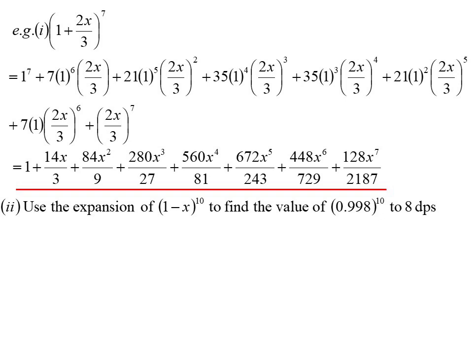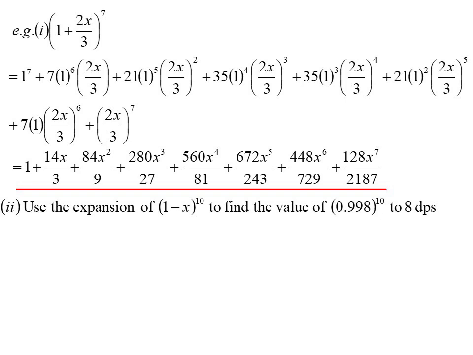Now where's it really useful? It's really useful for something like this, because just imagine for a second that you're out shopping, you're in the shopping centre, and someone comes up to you, as they do, and says, oh, excuse me, you wouldn't happen to tell me what 0.998 to the power of 10 is, but I only need it to 8 decimal places. Now, you don't want to look stupid, and you haven't got a calculator on you.